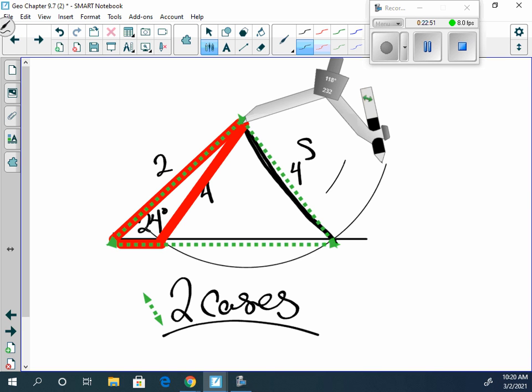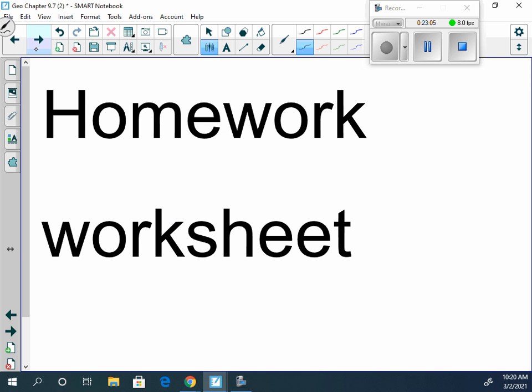Remember, this is side, side, angle. Was that one of our congruency shortcuts? No, that's one of the ones that didn't work. So that's where one of the hiccups comes. But we're not going to deal too much in that case. We're mainly going to look at the ones that only have one case.